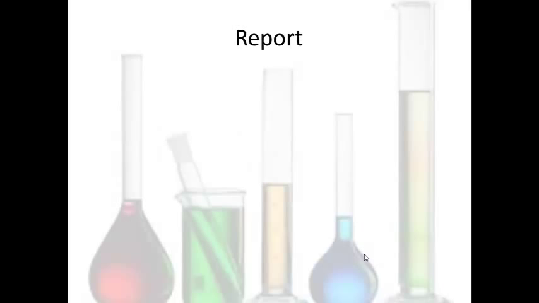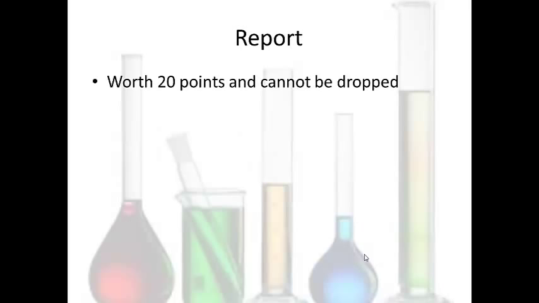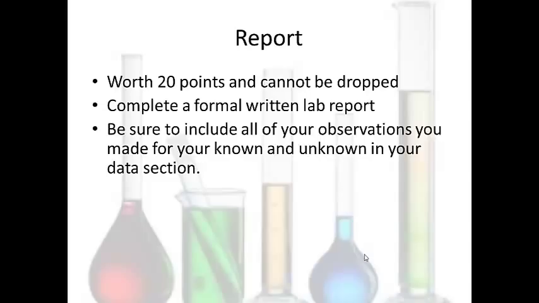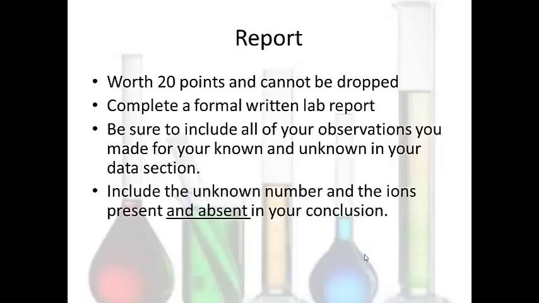The report. So you will have one report due after the 2 weeks. It's worth 20 points and cannot be dropped. You have to complete a written formal lab report. And make sure that you include all of your observations that you made for your known and unknown in your data section. Also include the 2 tables that you made during week 1 to come up with all of the information that you needed to generate your separation scheme. Make sure you write down your unknown number in your notebook as well as in your formal lab report.